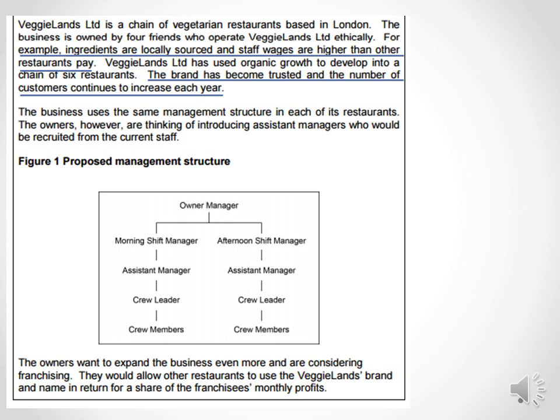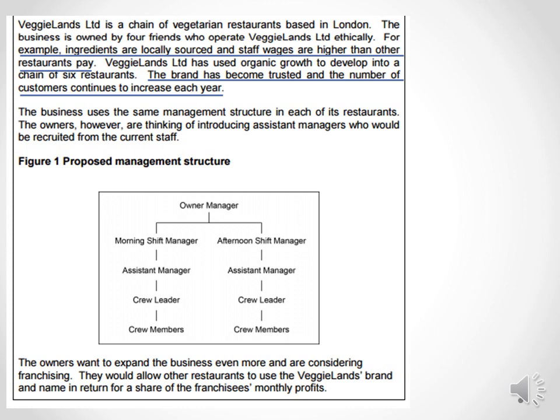With that question still in our head, effectively, what are the benefits of Veggie Land Limited of being ethical? Okay, if we just go back to the case study, Veggie Land is a chain of vegetarian restaurants based in London. The business is owned by 4 friends who operate Veggie Land Limited ethically. For example, ingredients are locally sourced and staff wages are higher than other restaurants. So that's the application, isn't it? Okay, being ethical, having locally sourced products, how would that help the business? The example I showed you looked at staff wages being higher than other restaurants. How is that going to benefit the business?